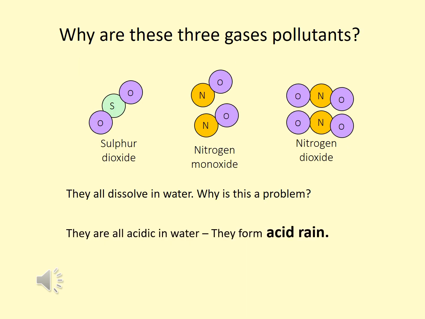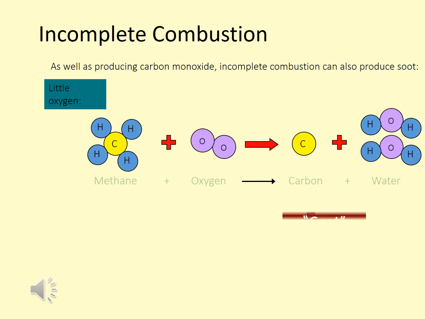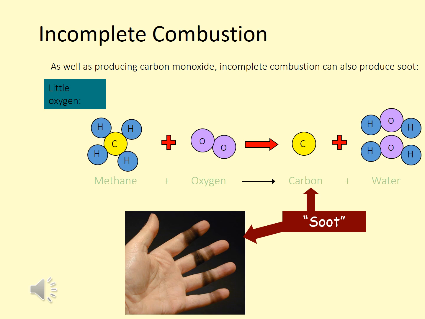As we've said, sulfur dioxide, nitrogen monoxide and nitrogen dioxide all dissolve in water, and the problem with that is it then causes acid rain because they go up into the atmosphere and dissolve in the water that can be found in the clouds. Incomplete combustion is where something burns without enough oxygen, and when it does that, instead of forming carbon dioxide, which is carbon with 2 oxygens, it forms carbon monoxide, which is carbon with 1 oxygen. But it also then produces carbon, which is also known as soot, and this is the particulate matter that we talked about earlier that causes global dimming.